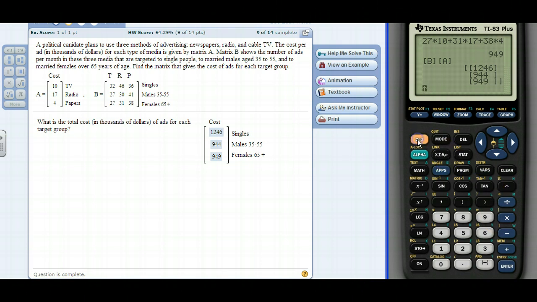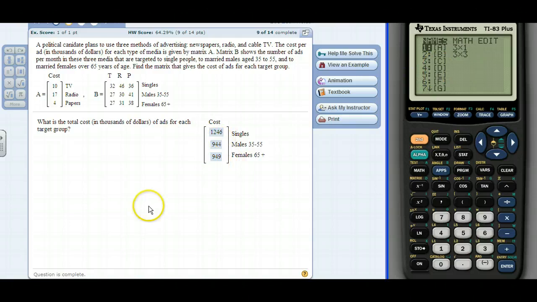Now notice that if I screwed up and did A times B, my calculator is telling me dimension mismatch. That's what's going to happen if you can't do the multiplication. So you've got to make sure that you do it in the correct order. Why didn't this work? Because matrix A is a 3 by 1, matrix B is a 3 by 3. 1 and 3 aren't the same, so this wouldn't work. But B times A does work because B is a 3 by 3 and A is a 3 by 1, and that 3 and that 3 are the same. So we end up with a 3 by 1 as our answer.